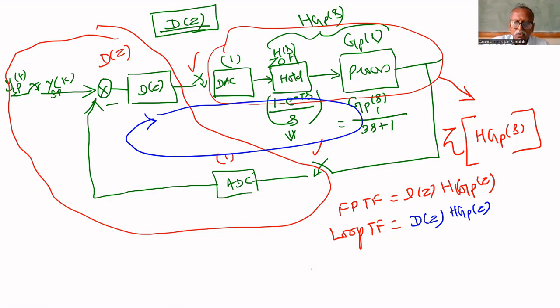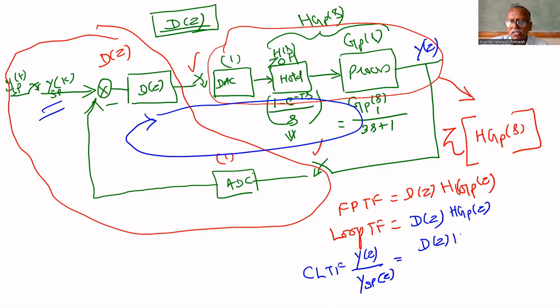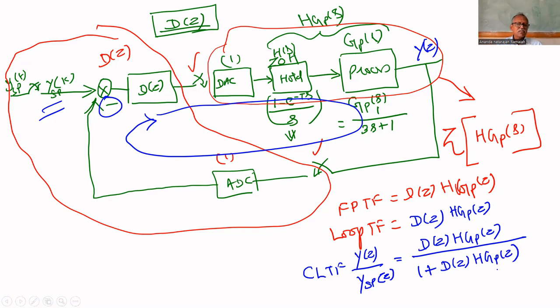That's all. Therefore, the closed loop transfer function Y of Z upon Y set point of Z equals the forward path transfer function, that is D of Z HGP of Z, upon 1 plus, because of negative feedback, the loop transfer function, which is D of Z multiplied by HGP of Z. That is the closed loop transfer function. From this, we can find D of Z.